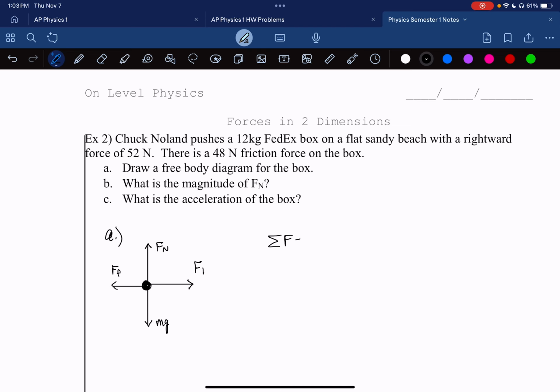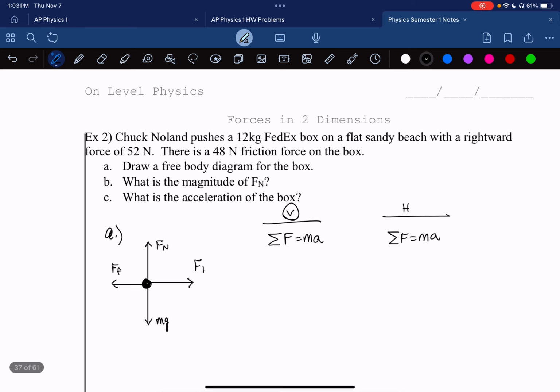We'll write Newton's second law. We'll do vertical, and we'll do horizontal. And in a very similar way, we'll do the same thing. Now, vertically, is there any acceleration? And before we do this, let's talk about which way it's accelerating. If we're pushing it to the right, it's going to accelerate to the right. It won't accelerate up or down. And so there's 0 acceleration here.